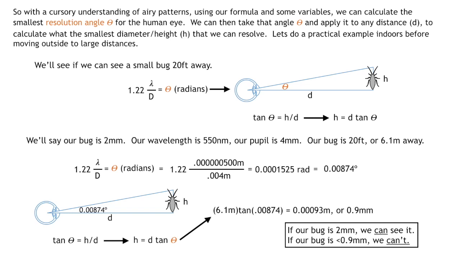And so plugging in for height, 6.1 meters distance times the tangent of 0.00874 gives us a number of 0.9 millimeters. So if our bug is 2 millimeters, we can see it. If our bug is less than 0.9 millimeters, we can't.